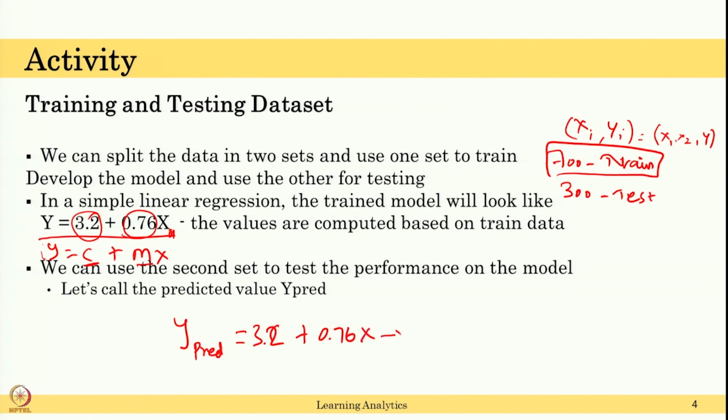This x is the test data set which has xi and yi, but I will use only xi and apply it here, and I will get the y predict value. So, what I am saying is we split the data into two, training and testing, use the training data set to create the model, then apply the test data set input variable to predict y predict. Let us discuss in detail.